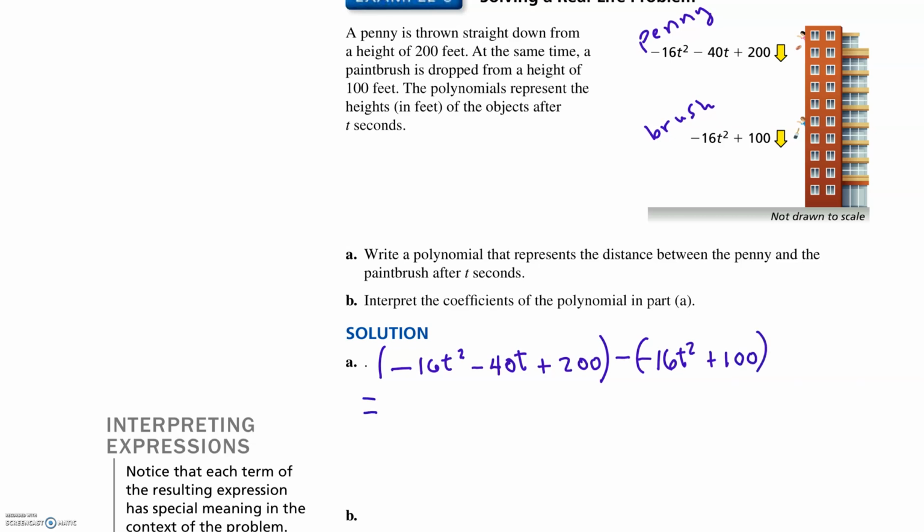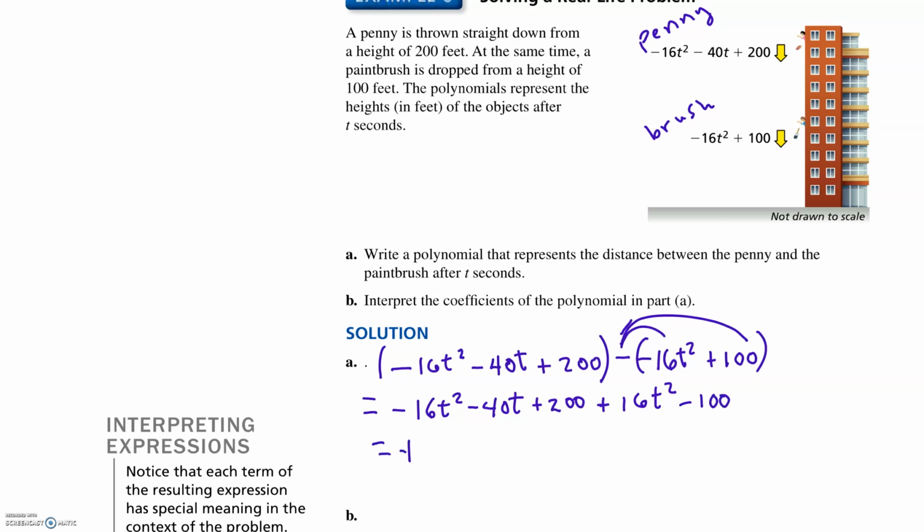So we're just going to do this horizontally. I'm going to remove the first set of parentheses. They're just there to group the terms together and nothing else. But the second set of parentheses, remember we have to distribute the negative. So we're going to do the negative of negative 16t squared. So it's like we're multiplying through with a negative 1. So that becomes a plus 16t squared. And then the negative times the positive 100 is negative 100.